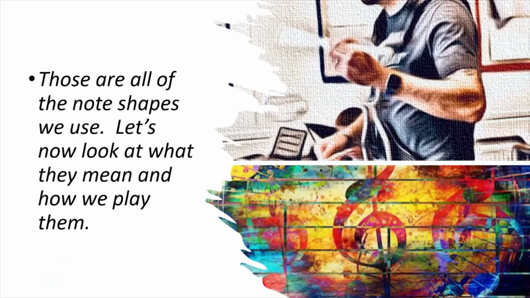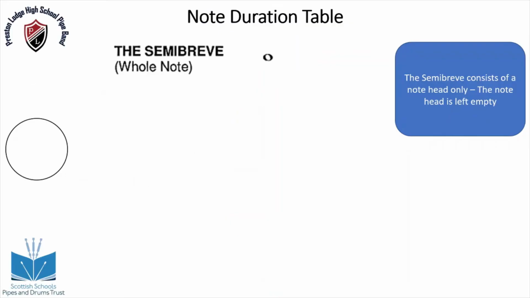And to do that, we use the duration table. So, as I said there, these are all the note shapes that we use, and let's look at what they mean and how we would play them. Okay, so I'm going to get you to draw this out as well. So we had our semi-breve, which is our whole note, at the very top. And you don't need to write the semi-breve if you don't want to. Just make sure you draw the semi-breve at the top.